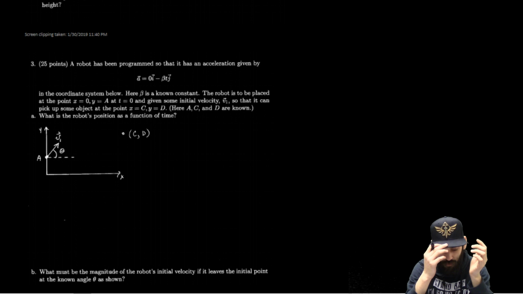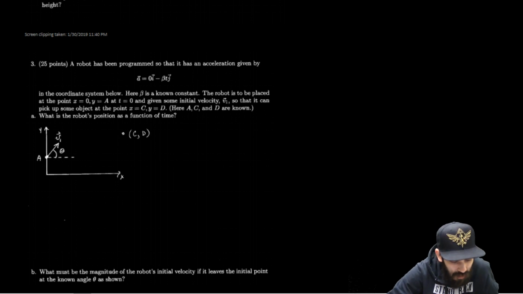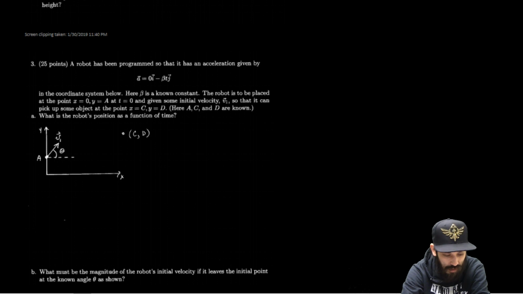Okay. So this problem says a robot has been programmed so that it has an acceleration given by the vector a equal to 0 i hat minus beta t j hat in the coordinate system below. Here, beta is a known constant. The robot is placed at point x equals 0 and y equals a at time t equals 0, and is given some initial velocity, v1 vector, so that it can pick up some object at a point c, x equals c, y equals d. Here, a, c, and d are known. What is the robot's position as a function of time?